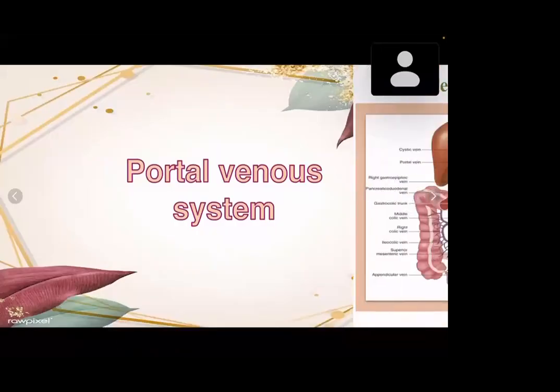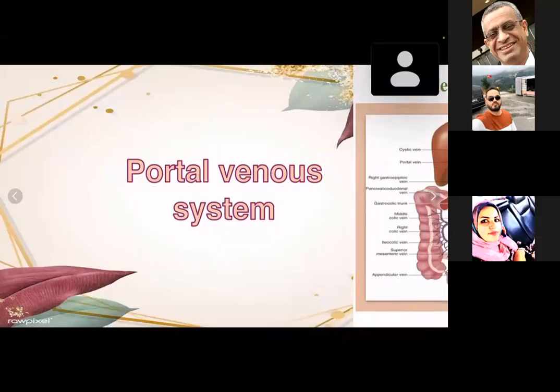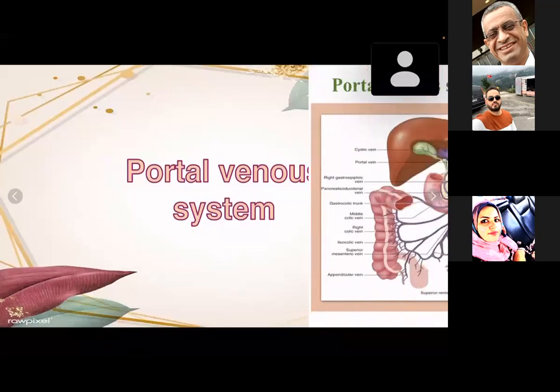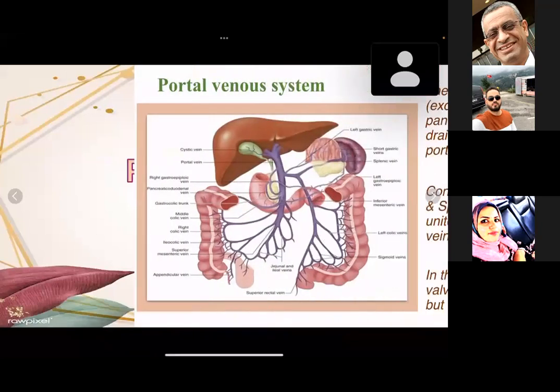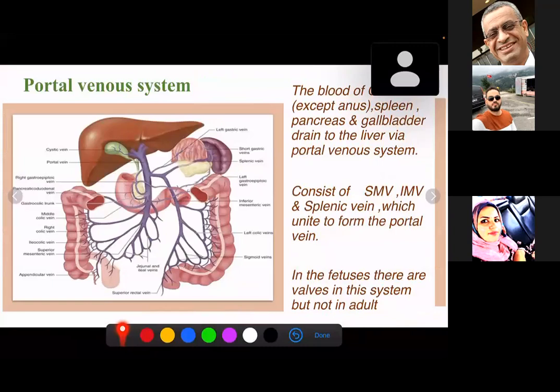The portal venous system drains the blood of the human body from the GIT, except from the anus, whose blood supply usually comes from the middle rectal and the inferior rectal, which are branches of the systemic circulation. The spleen, the pancreas, and the gallbladder will also drain to the liver via the portal venous system. So all the GIT except the anus will drain to the portal venous system.